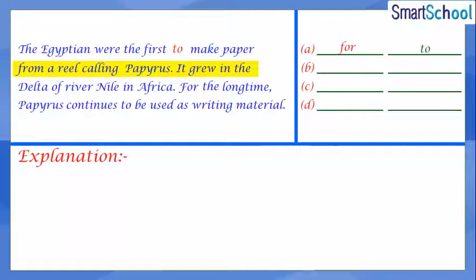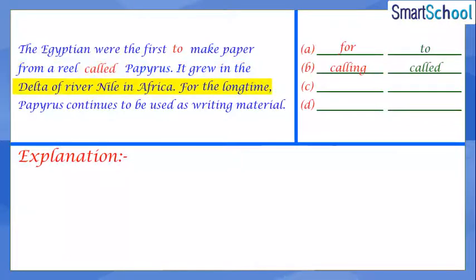From a reel calling papyrus, it grew in the. In this line, we find that the word "calling" has been wrongly used. It should be replaced by "called". So the sentence will be, from a reel called papyrus, it grew in the. Let us see the next line.